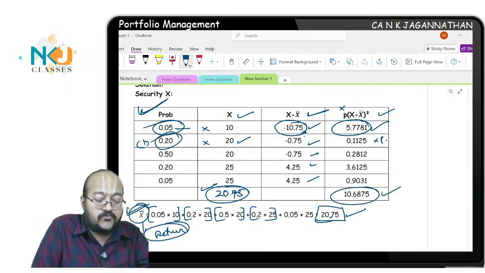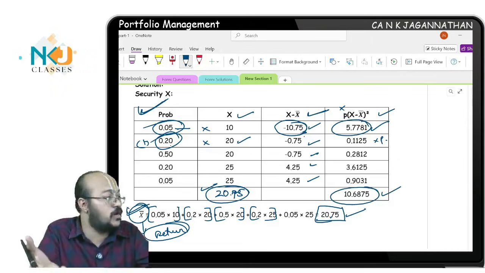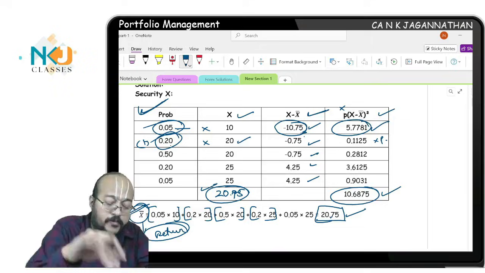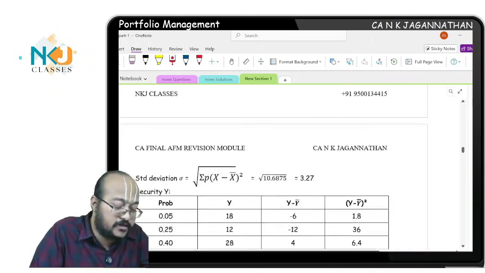Okay, this is nothing but the variance term, 10.6875 directly will become the variance. You need not even divide it by 5. The n only, divided by 5, became the probability, where ex ante data is given, where the future, prediction based data is given.